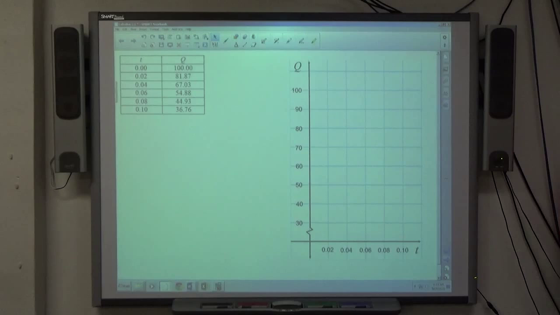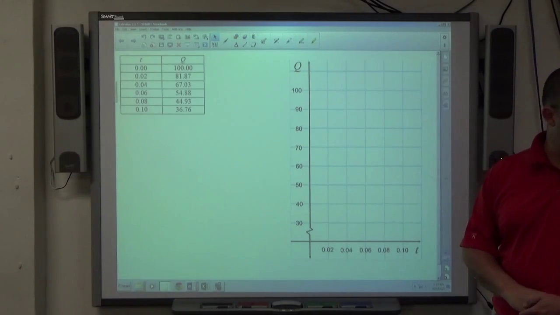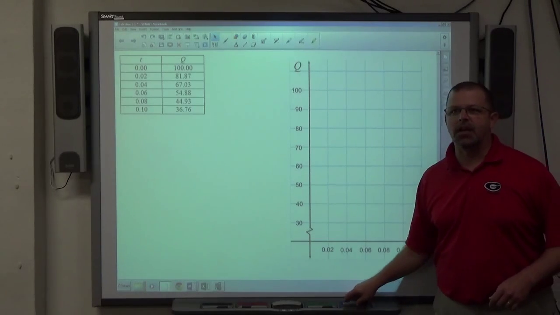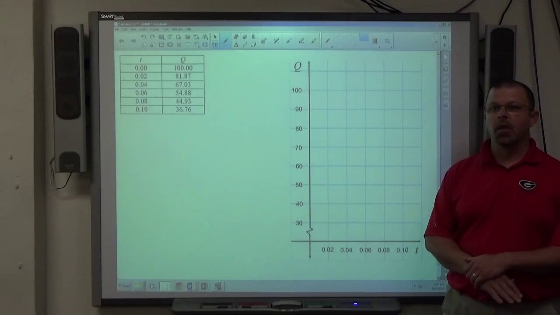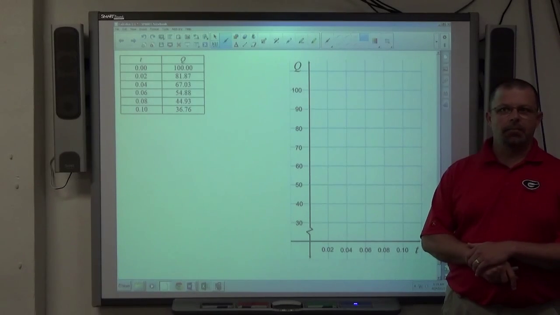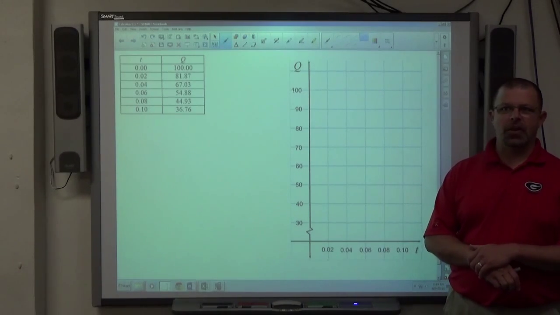All right, let's see what happens here. The problem doesn't actually ask us to do anything specific, but I'm going to do some of the things they ask you to do in the homework on this problem. One thing they ask you to do is to graph the data. Use a scale if you graph data.